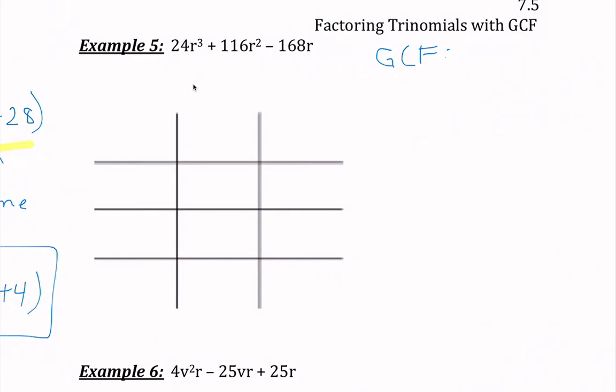So I'm trying to find the greatest number that will go into 24, 116, and 168. Remember, you're always welcome to use your calculator, but the greatest number that will go into all three of these is a 4. So then I look at my variables. I see that every single group has an r, and they all have at least a single r. So my greatest common factor is 4r. So that's what I'm going to divide by. So I put my greatest common factor, and in parentheses, I'm going to put what I get when I do my division.